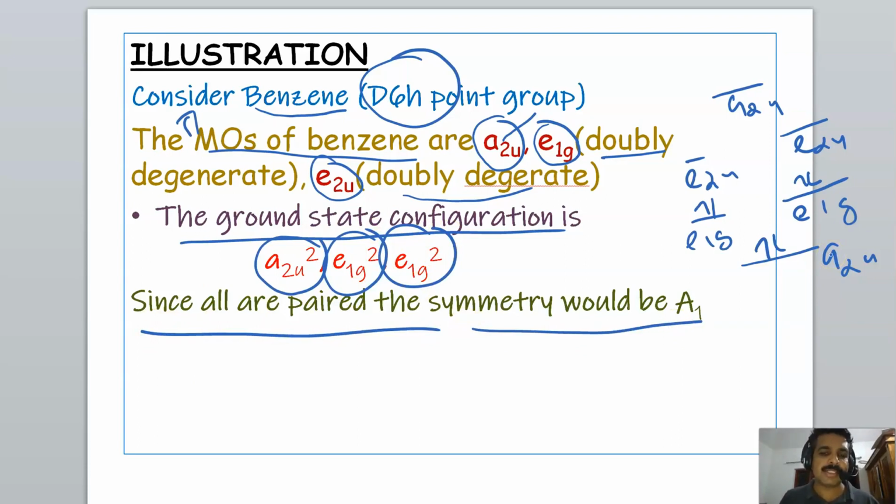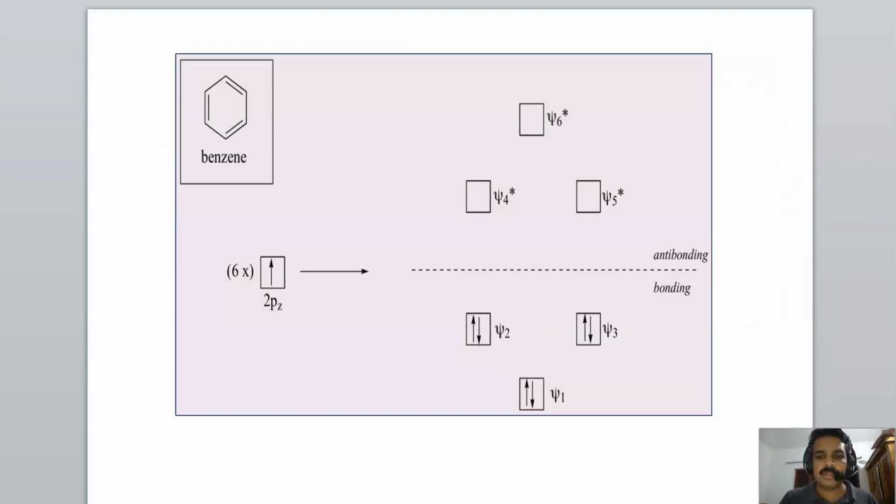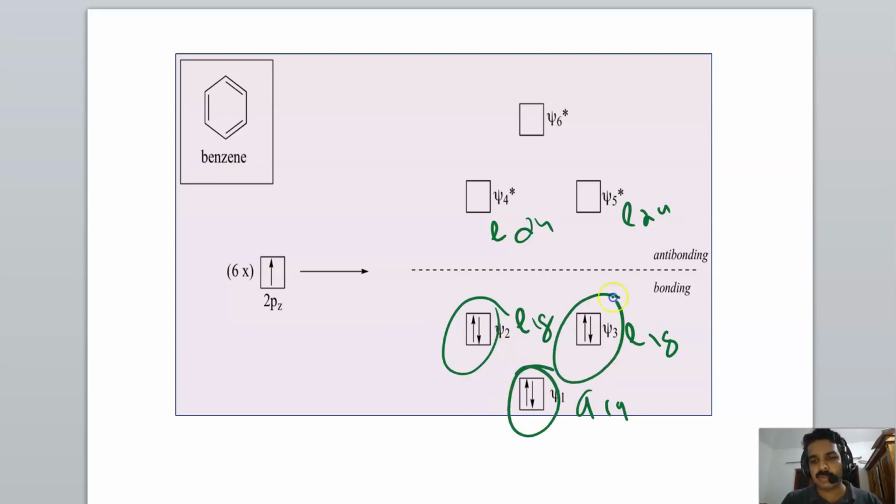We already discussed that if an orbital is fully occupied, or paired, then the direct product will be a totally symmetric representation. It is A1, or we can say A1g. Clear? The picture is like this: A2u, E1g, also E1g, then E2u, also E2u, like that. These three levels are occupied: A2u2, E1g2, E1g2.